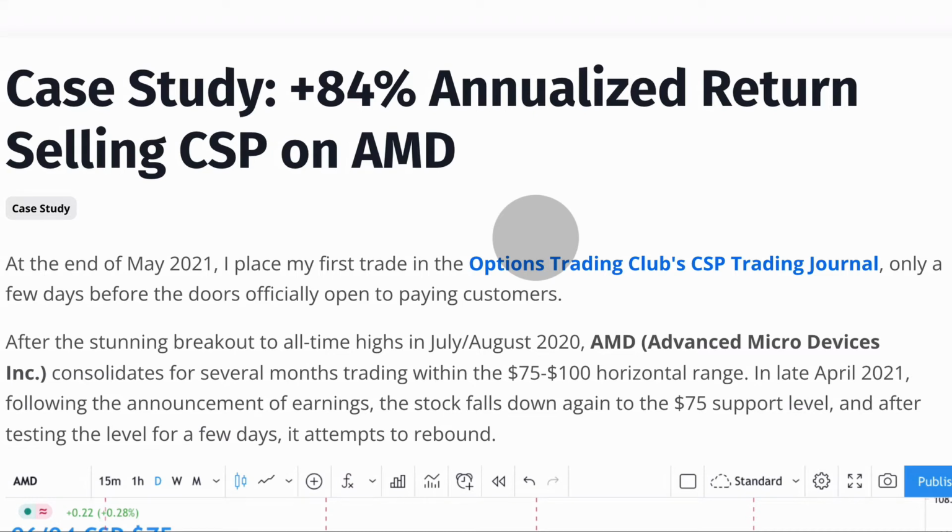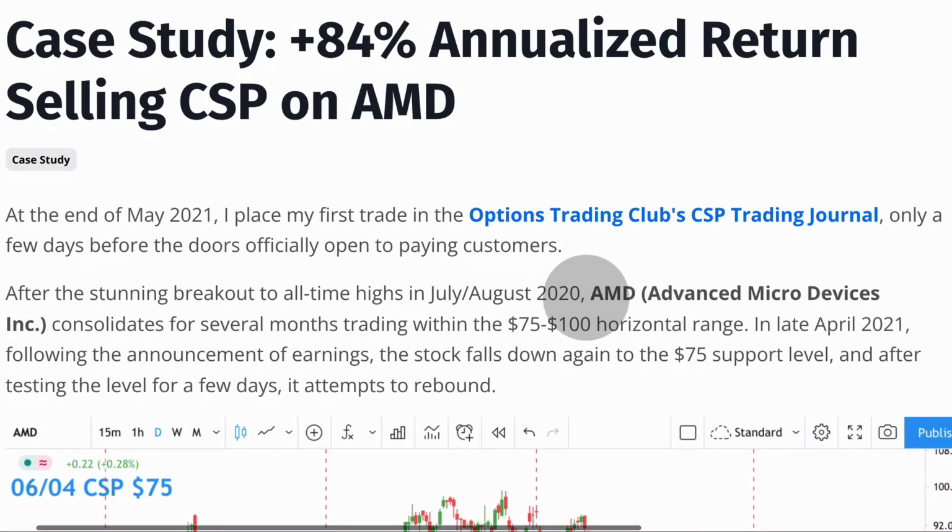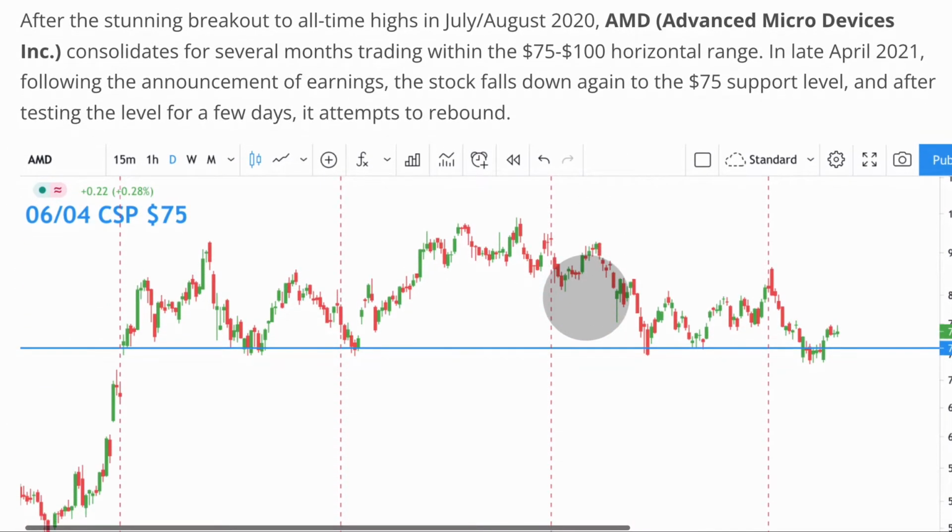Okay, so here we are inside my blog at thewheelstrategy.com. This is a case study on AMD. Actually, this is the first trade that I placed back in May 2021. And this is the chart.